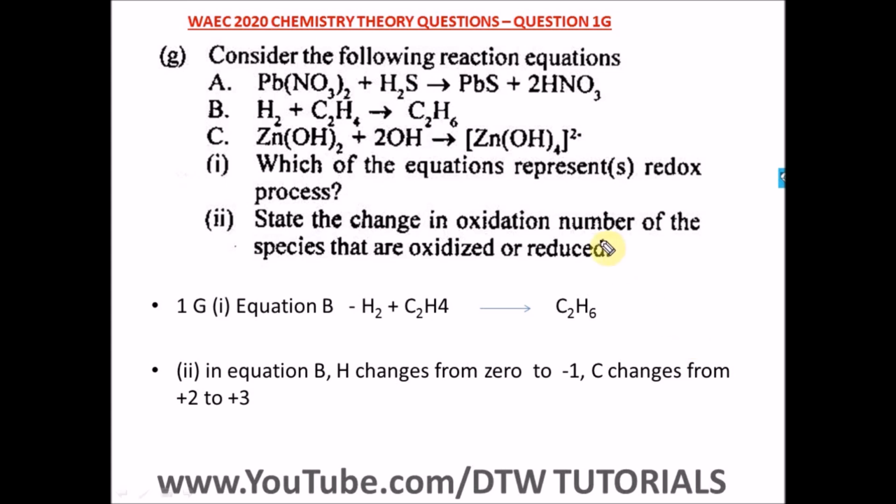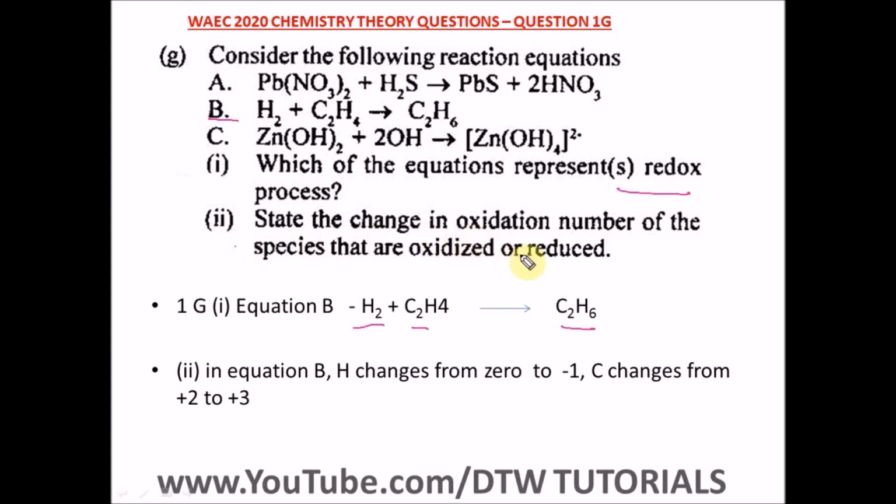Question 1G. Consider the following reaction equations A, B, and C. Which of these equations represents a redox process? We know redox means reduction and oxidation, so it is an equation in which both reduction and oxidation occur at the same time. Reduction is the gain of electrons, while oxidation is the loss of electrons. Equation B, hydrogen reacting with C2H4 to give you C2H6, is the redox reaction because both oxidation and reduction are occurring at the same time.